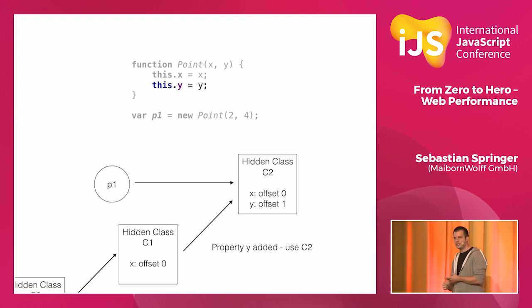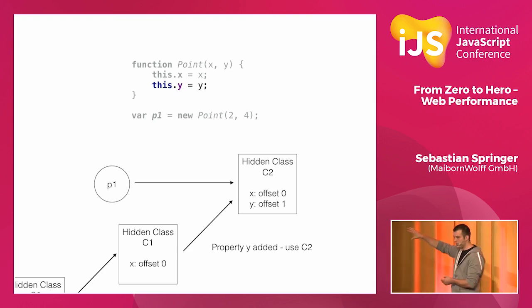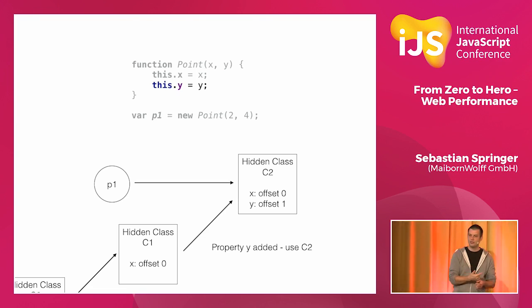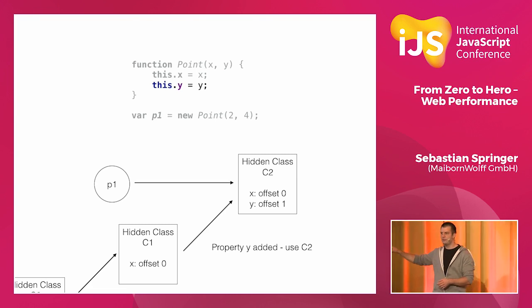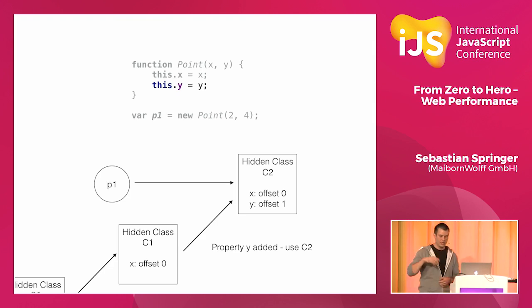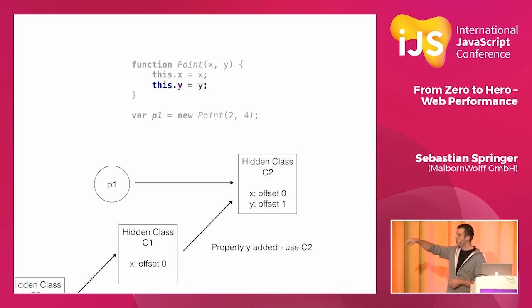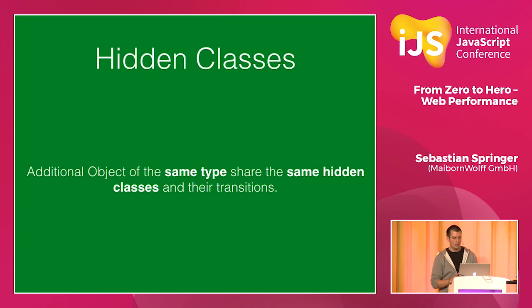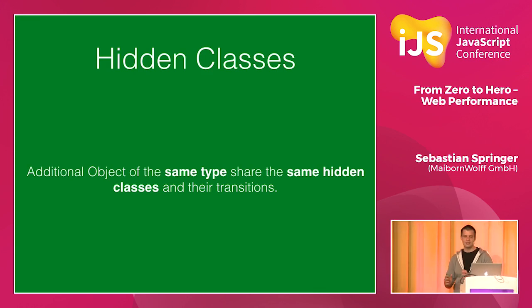So for the first access, this is terribly slow, but for every other property access, this is blazing fast. So it's good to use JavaScript classes, because then you ensure the same transition and the same usage of hidden classes. And it's fast. Any questions on that? Fine. So remember, reuse things and use classes.